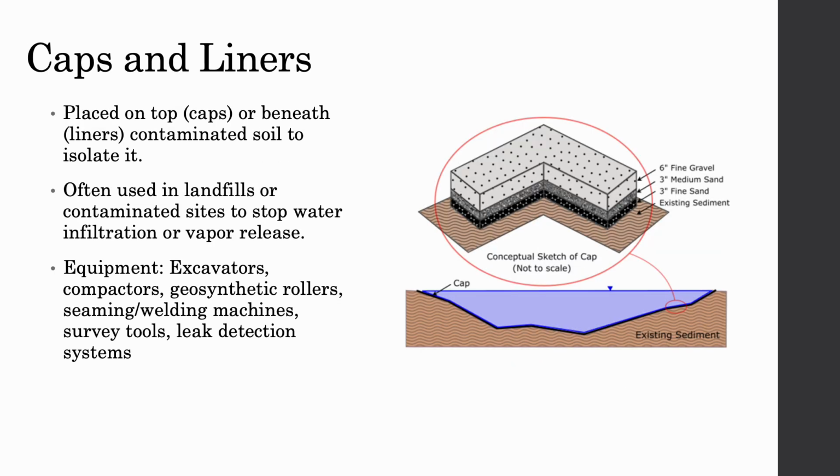Caps and liners are physical barriers placed either on top of or beneath contaminated soil. Caps prevent upward movement or vapor release, while liners prevent downward leaching of contaminants. These are widely used in landfills and contaminated industrial sites to stop water infiltration and vapor release from the contaminated zone. Common equipment includes excavators and compactors to move and level soil, geosynthetic rollers for liner placement, and welders or seamers to seal synthetic layers. Survey tools and leak detection systems are also used to ensure a good fit and ongoing performance.